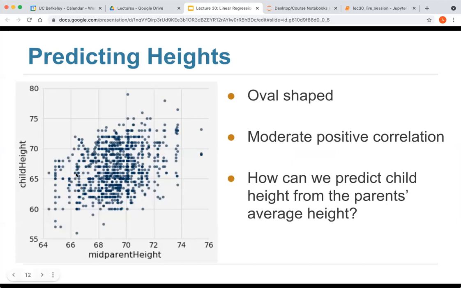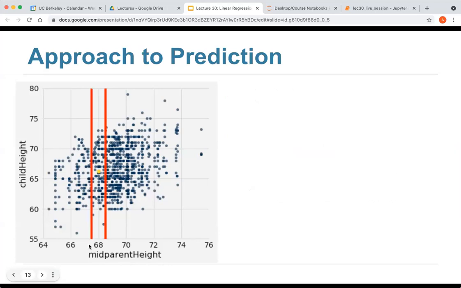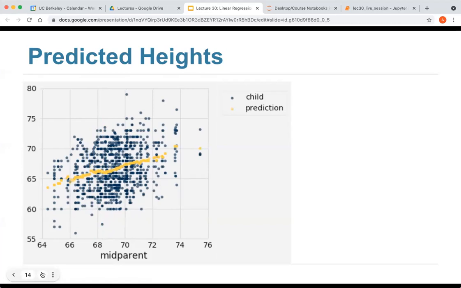And so how can we predict the child's height from, well, this thing says mid-parent height, but we have the average height of the parents. What we did was we said, okay, so there's this new child and we know the parent's height. So what we're going to do is look at the parent average height and look at all the parents, the families that were close to that parent average, and take the average height of their children as our prediction. And if we did that for every single value of the horizontal axis, then we got something that looked very much like a straight line. And that was our approach to prediction.